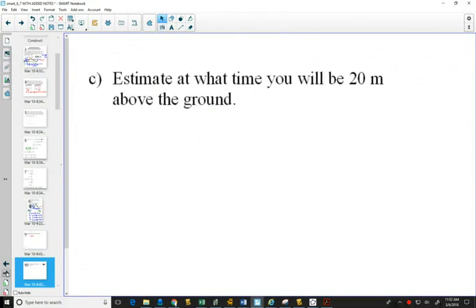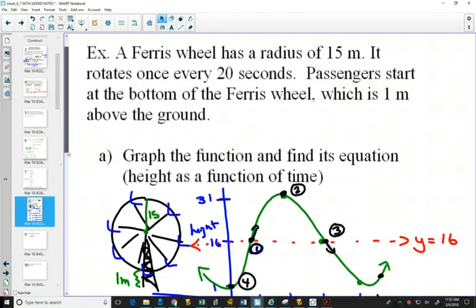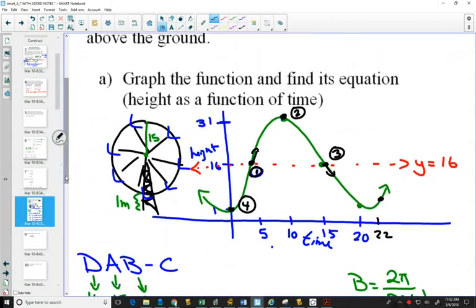Same thing here. Estimate at what time you will be 20 meters above the ground. So if we go on our graph here and look, where's 20 meters? About here. You're going to be 20 meters above the ground there and there. So I'm going to say at about 6 seconds. Now, since this is symmetrical, if I say it's 6 seconds, can you tell me exactly what this one should be? 14. Because it's symmetrical, if this is 1 away from 5, this one has to be 1 away from 15.